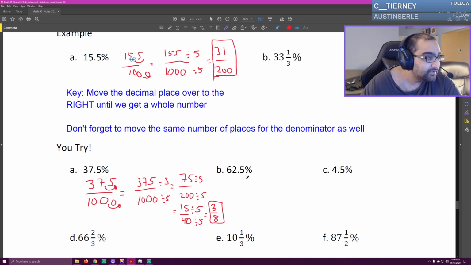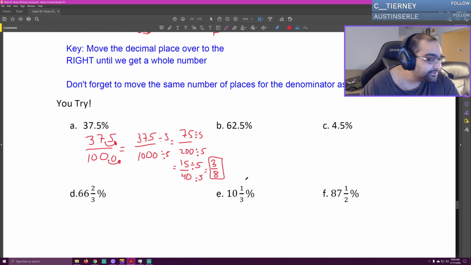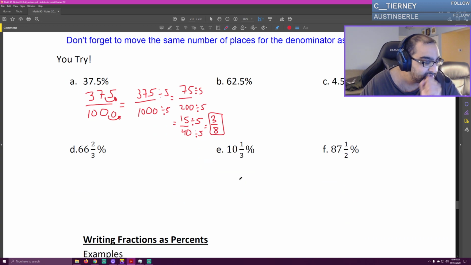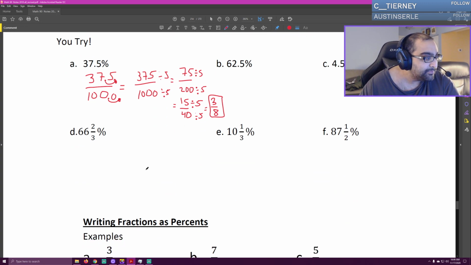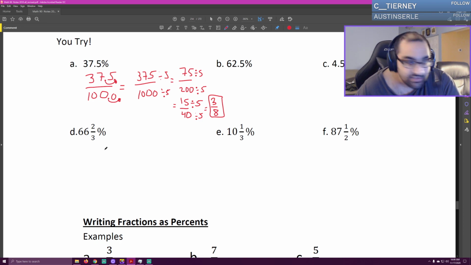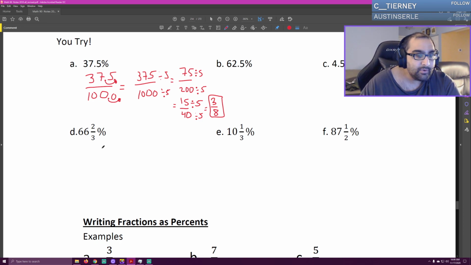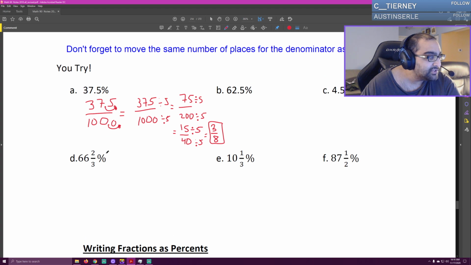All right. Let's go ahead and do the other example here. The other example is to take something like this one here, 66 and 2/3%, for example. All we want to do here is convert this mixed number percentage into a proper fraction.